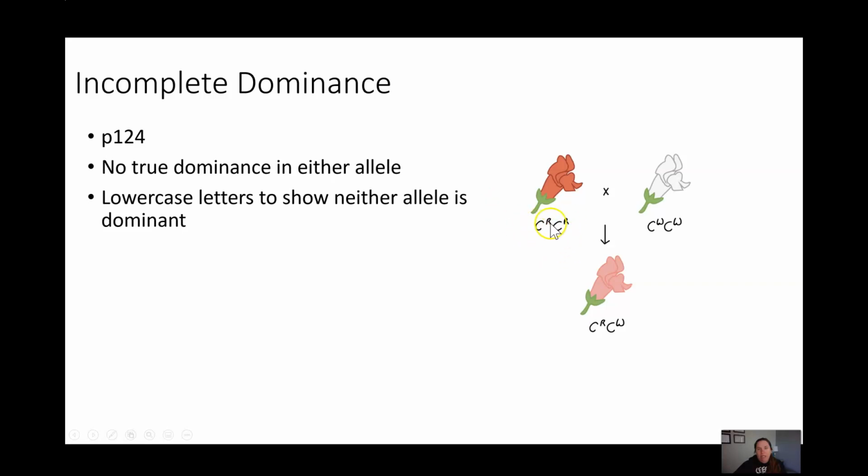The genotype for this one is, the color is red, so it's homozygous red for this flower, whereas this flower is homozygous white. So the only possible combination that their offspring could have would be heterozygous for red and white. And so they end up neither red nor white, but some combination in between those two. Of course, in this case, it's pink. So we tend to symbolize incomplete dominance alleles with a lowercase letter since neither allele is dominant.